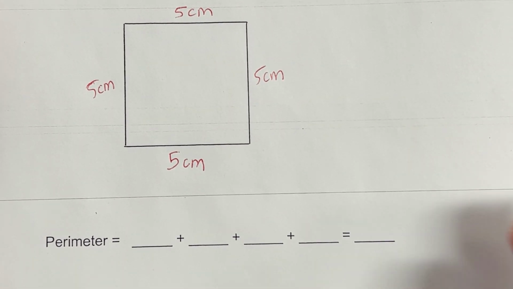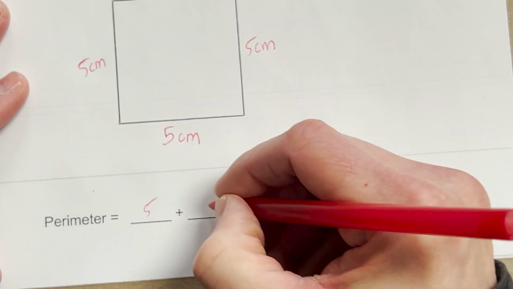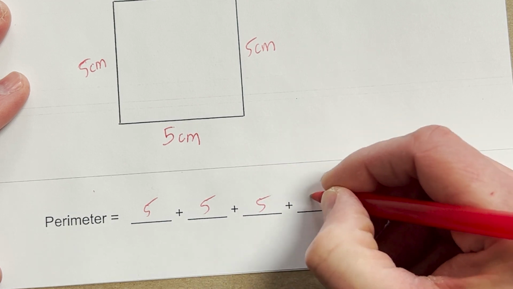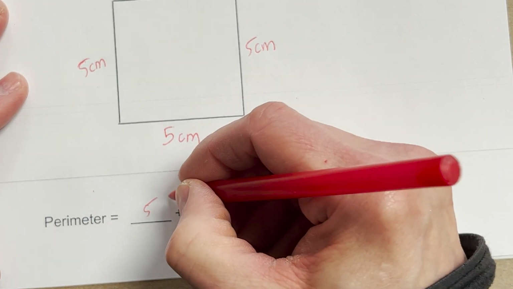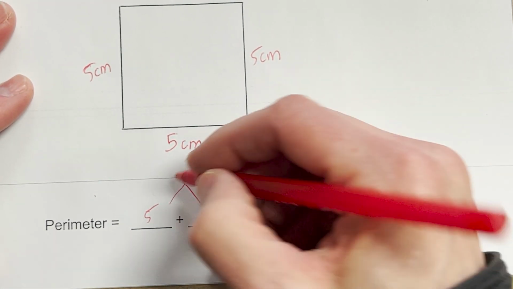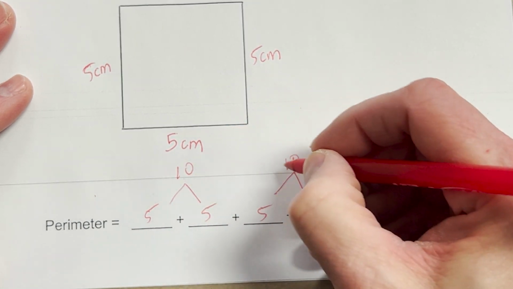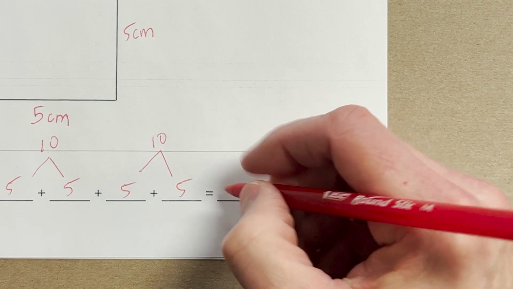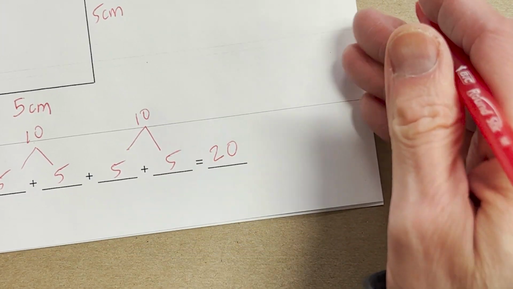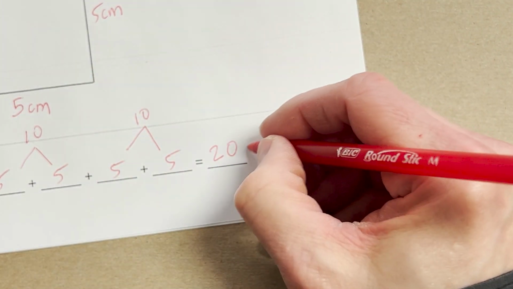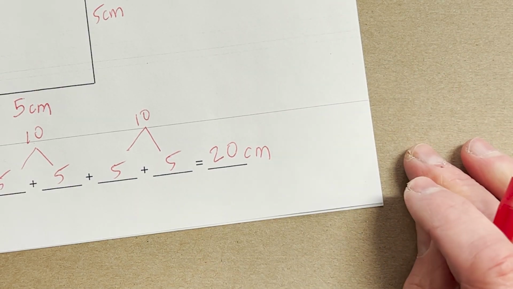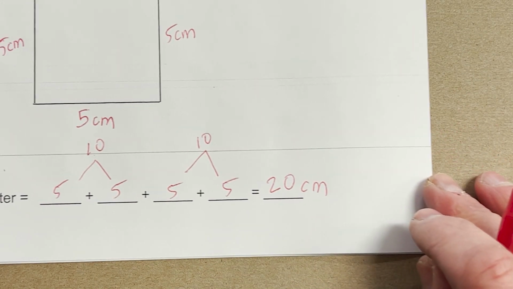Now I'm going to put the 5s down in the addition equation. And I can just do 2 of these at a time. 5 and 5 is 10. So they're both 10, and then add up the 10s. 10 and 10 is 20. Again, I'm using centimeters, so it's important to put that in the answer, 20 centimeters.